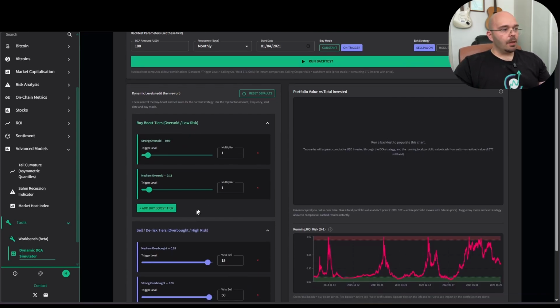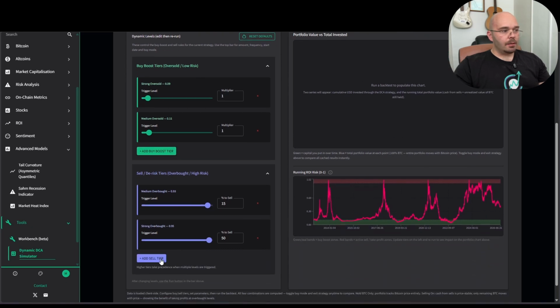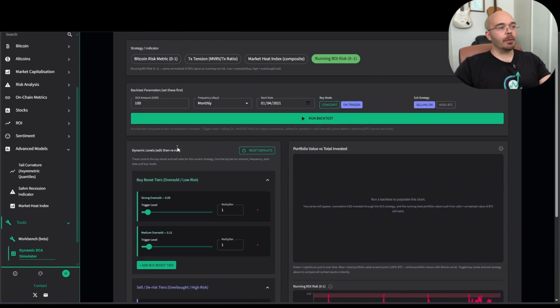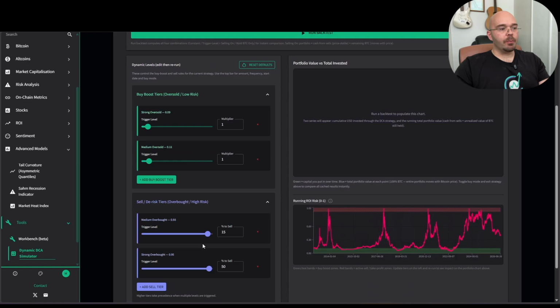Don't collapse it. You can add tiers with this button here. Same thing with the sell tiers, just with a percentage of how much of your portfolio that you're going to sell when we trigger. And this is all depending on the frequency. So it would be while you're in these levels, it would be every month.